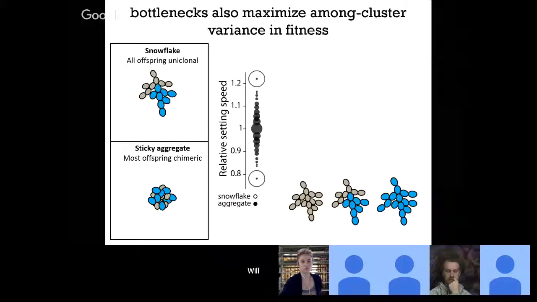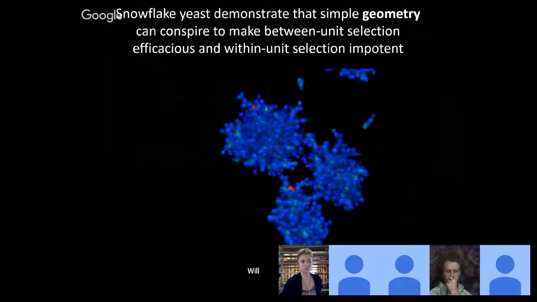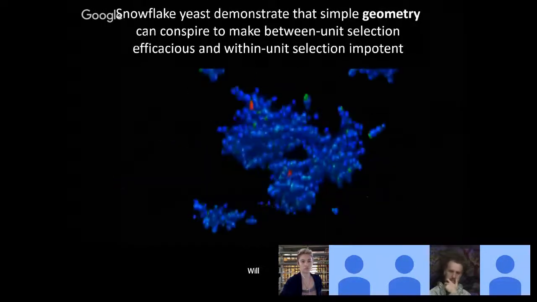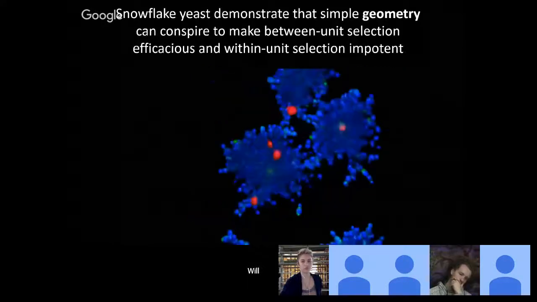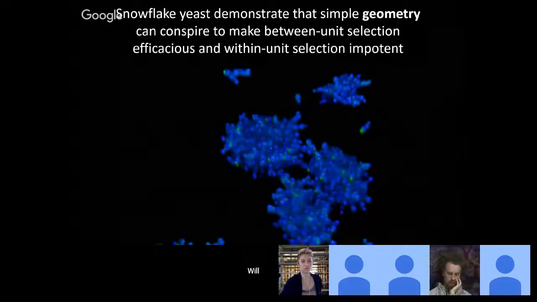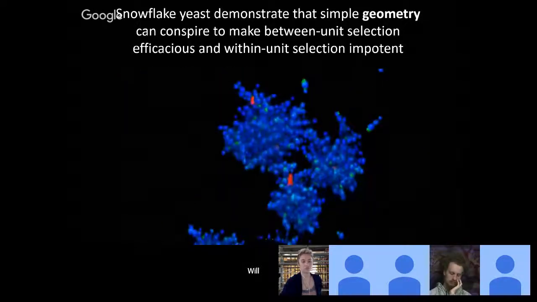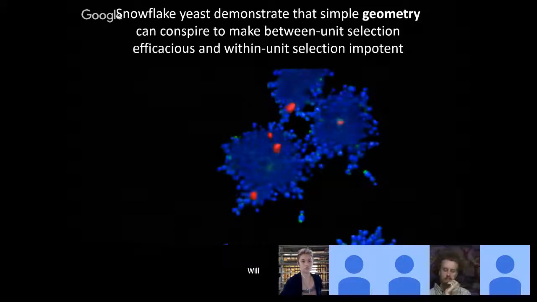So getting back to Queller's quote about individuality, I think that snowflake yeast demonstrate that simple geometry, which is the result of a single mutation, can conspire to make between-unit selection efficacious and within-unit selection impotent. You don't really need any magic developmental programs. You just need geometry.